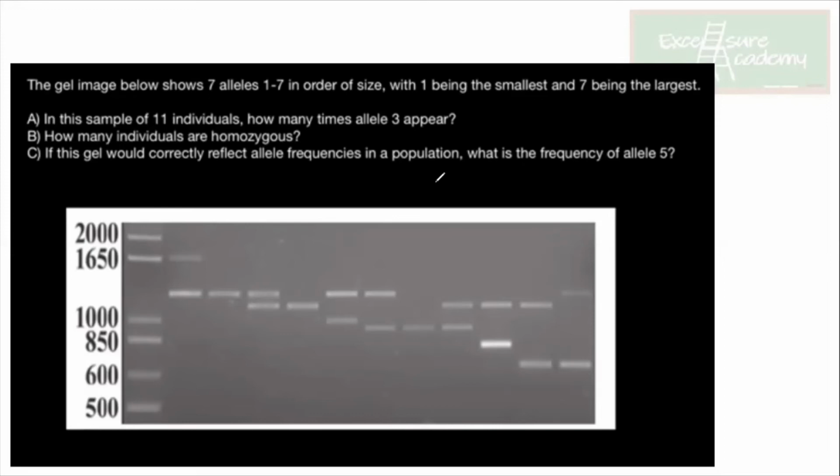So first, how do we understand this? With 1 being the smallest. So which one is the smallest one? This is your DNA ladder. Okay. 1, 2, 3, 4, 5, 6, 7, 8, 9, 10 and 11. So where will the smallest allele start from?